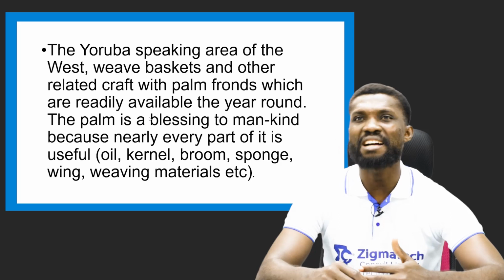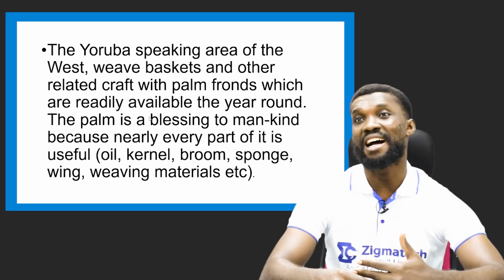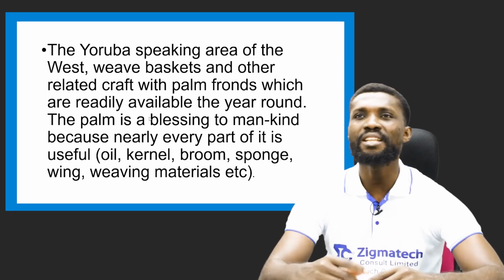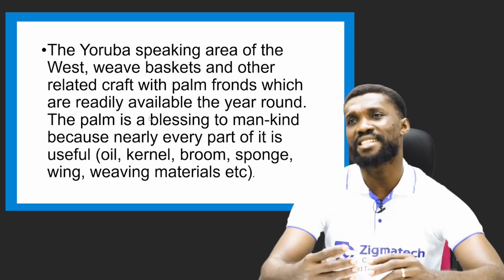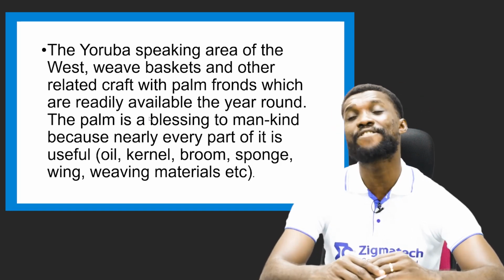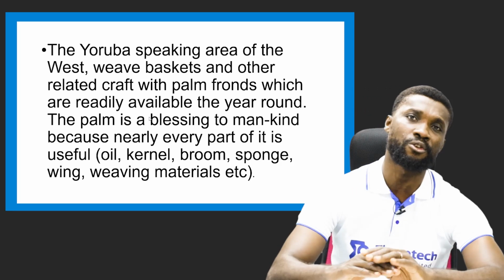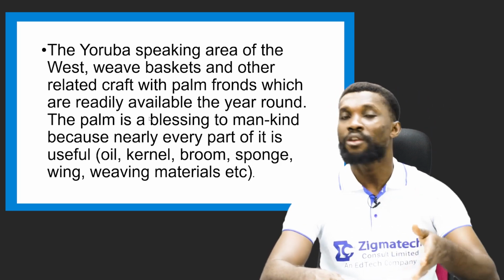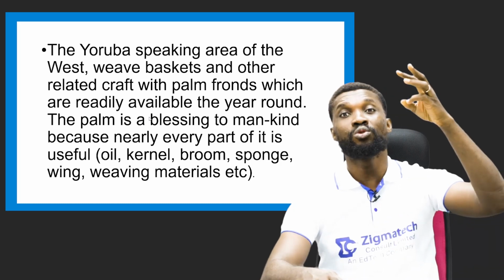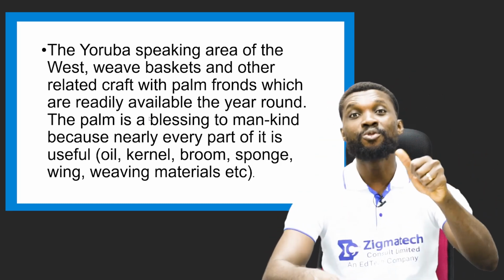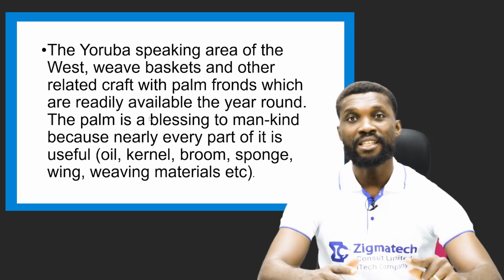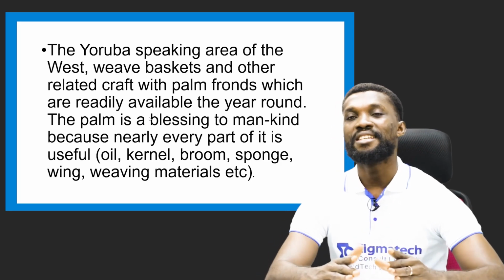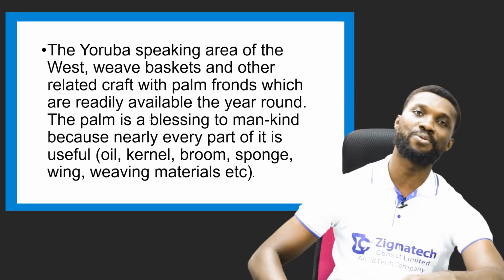frond, which are readily available around them. Now the palm frond is a blessing to mankind because nearly every part of the palm frond is useful. There is no part in the palm tree that is waste. From the kernel to the stem of the palm tree, to the leaf, to even the root. You see? So everything about that thing is so useful.